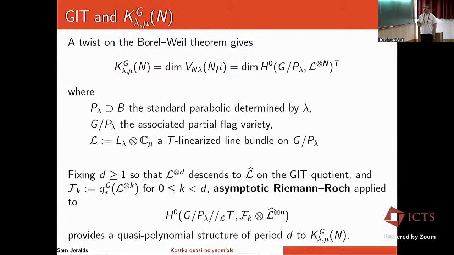D here is just any power of the line bundle that descends. I don't know it, but one exists. Small n is saying now I'm scaling here. So capital N should really be like dn plus k.